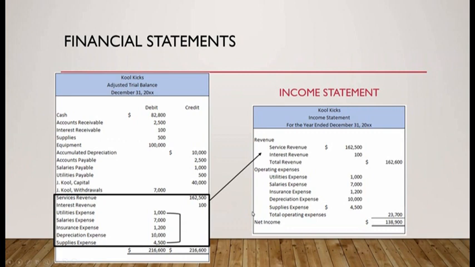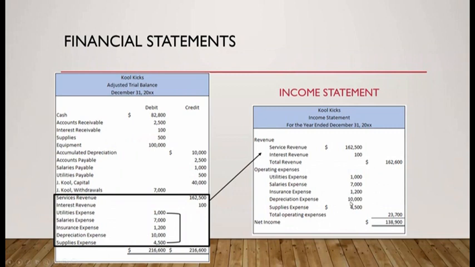Then we do the same thing for expenses. We list all of our expenses here and we get our total. And the difference between our revenues and our expenses will give us net income. Don't forget about your dollar signs and your single underlines and double underlines wherever you did net. So once we find our net income, we are ready to prepare the next statement.